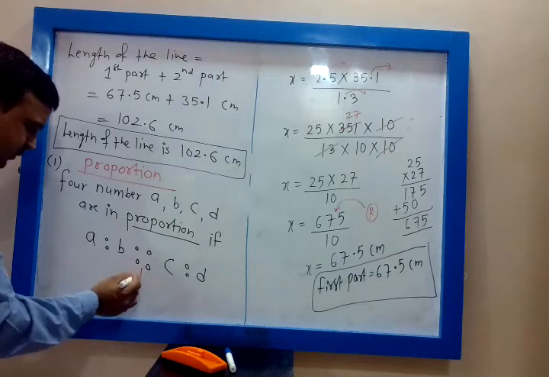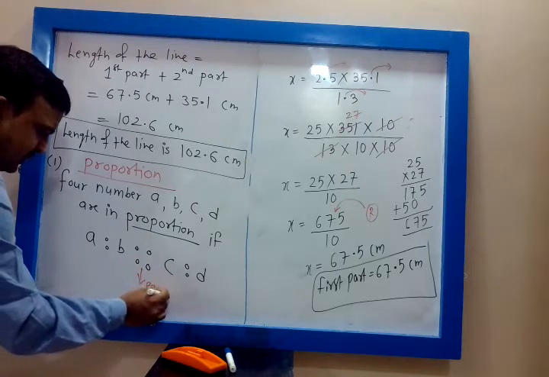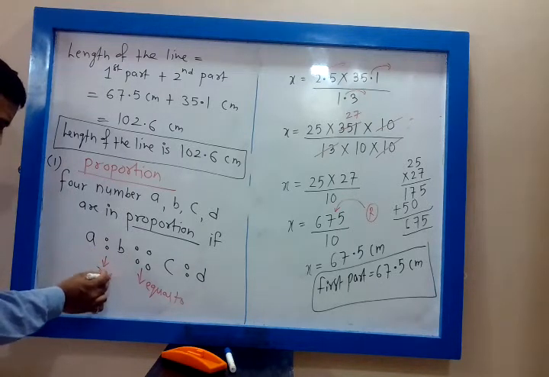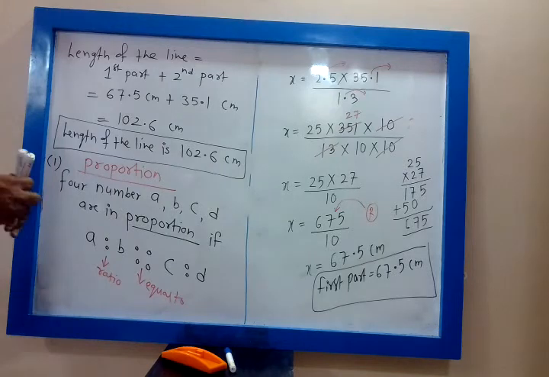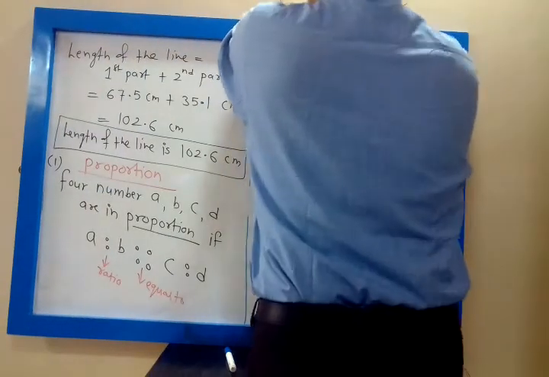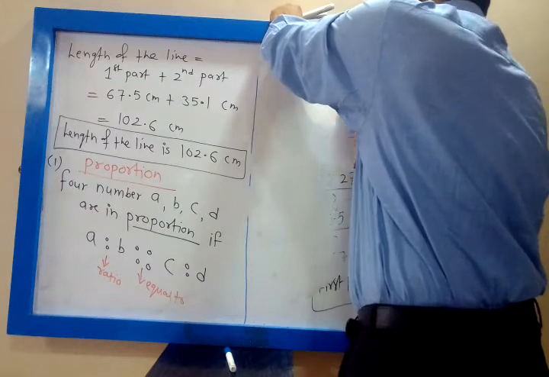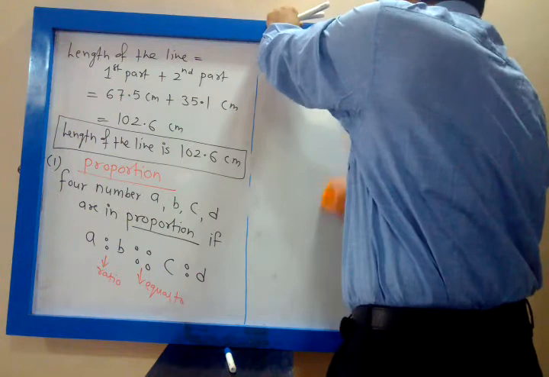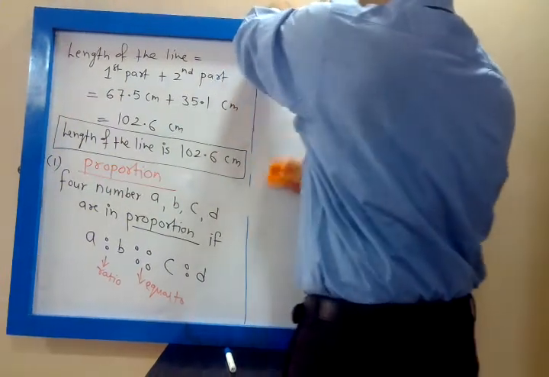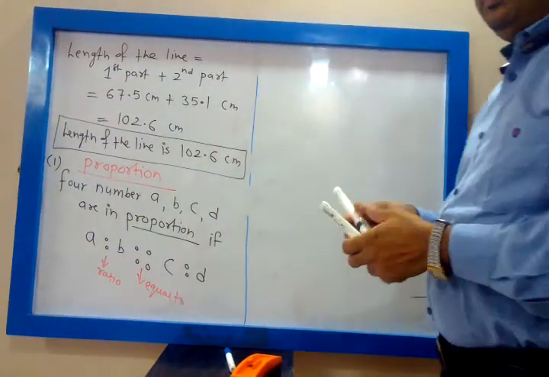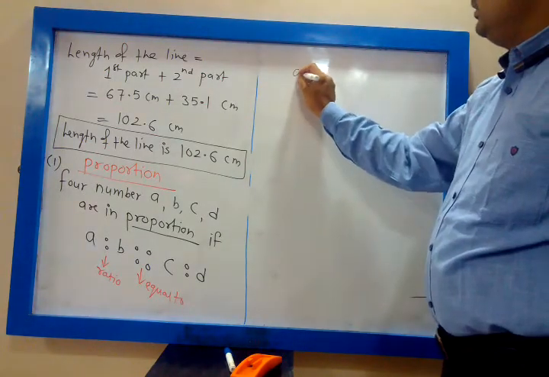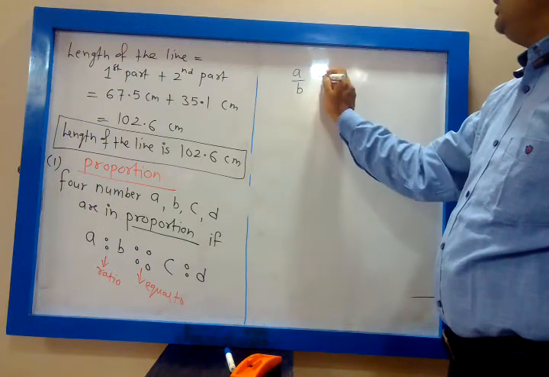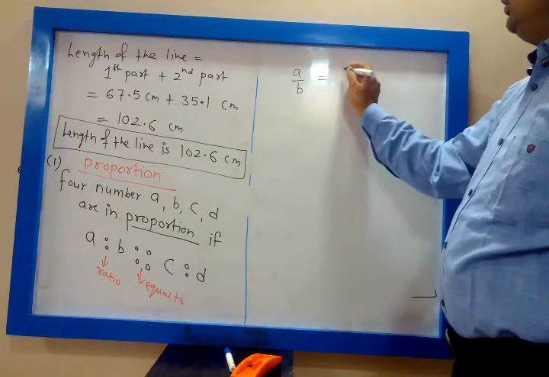A ratio B is proportion to C ratio D. 4 dots means equal to. 2 dots means ratio. This you remember. If A ratio B is proportion to C ratio D, then A, B, C, D are in proportion. What do you mean by A ratio B? A upon B. Then 4 dots means proportion, proportion means equal to. C ratio D means C upon D.